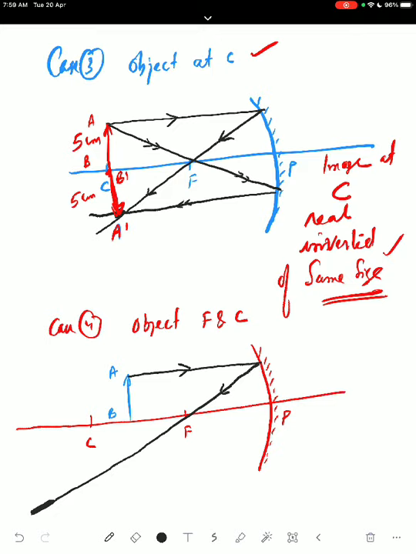Next, another ray you can take is the one passing through the focus. The second ray I'm drawing here, passing through the focus, reaches here. After reflection, it becomes parallel. So you can see the diagram is here. This is parallel to the principal axis, so it is coming in this way. Both are meeting at this point. So here I am marking the point C.